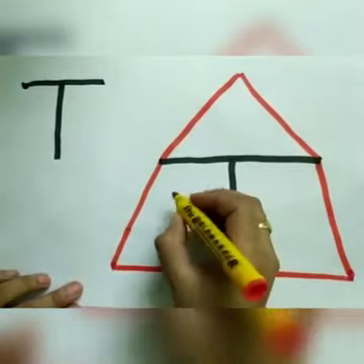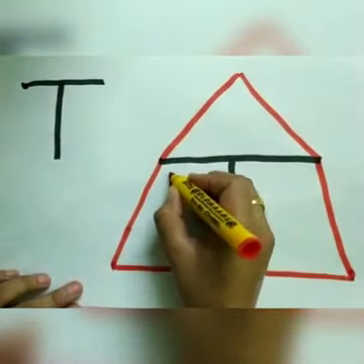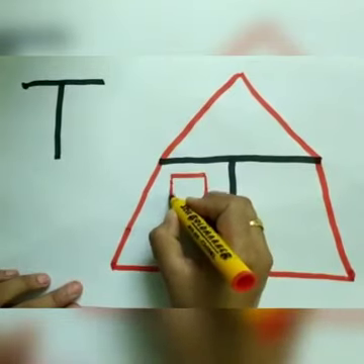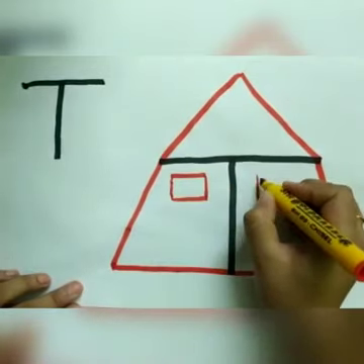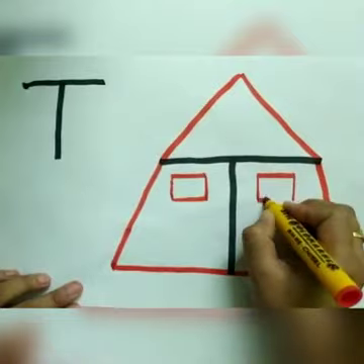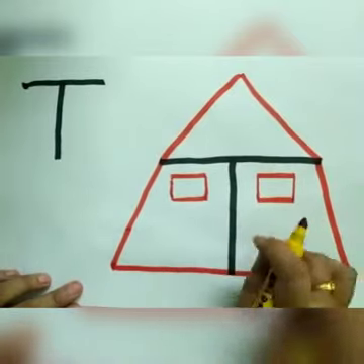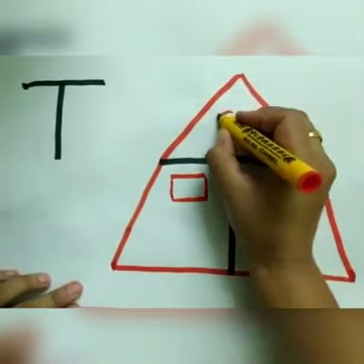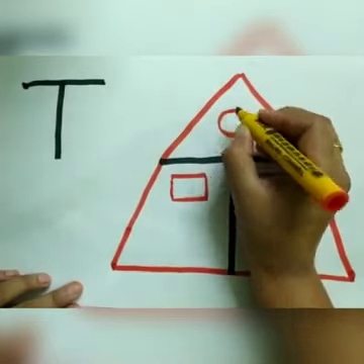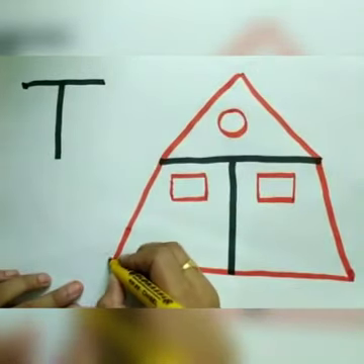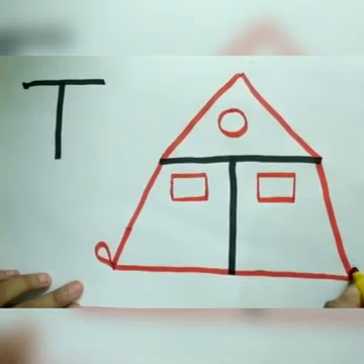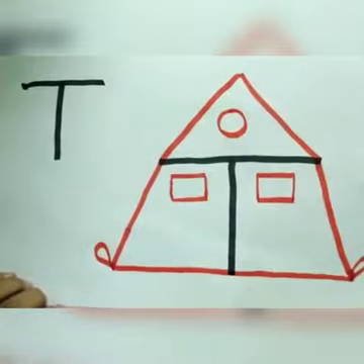And now I'm making two rectangles here for the window of the tent. These windows help us to see outside. You want to see outside of the tent? Yes, by these two windows you can see outside. I'm making a small circle on the top of the tent to make it more beautiful. Now I'm making these two also to hold the tent tightly. Now your tent is ready. T for tent.